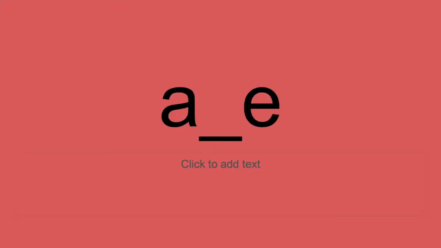These are our long vowel sounds. When a vowel is followed by a consonant and then an E at the end, that means the vowel is long. So this is A. Your turn. My turn. A. Good. This is the long E sound. E. Your turn. My turn. E. Your turn.